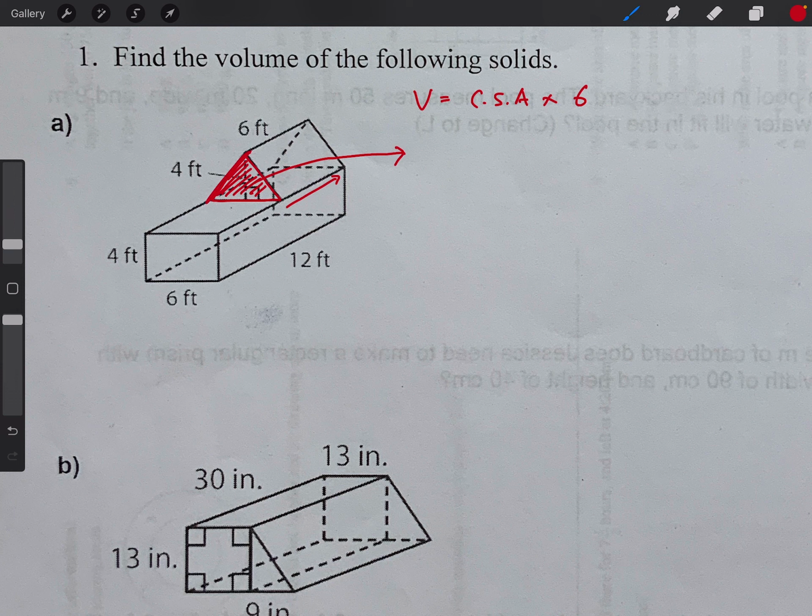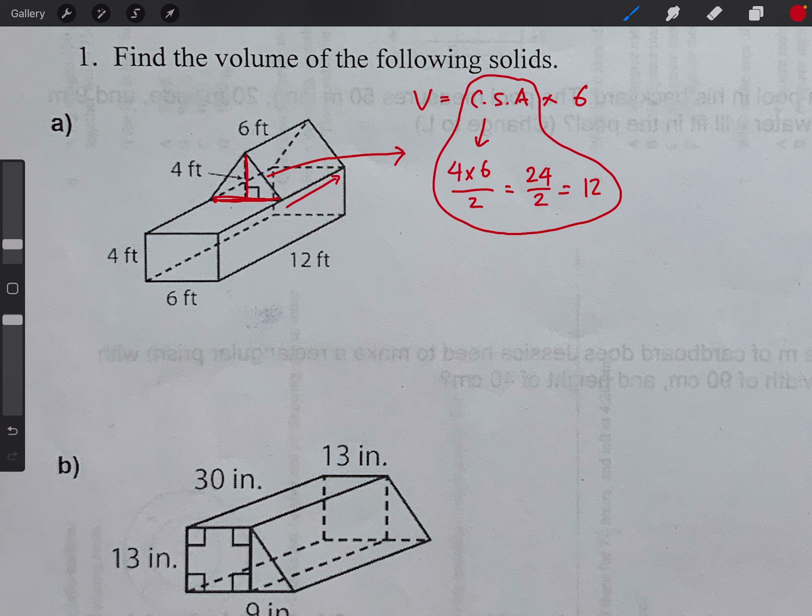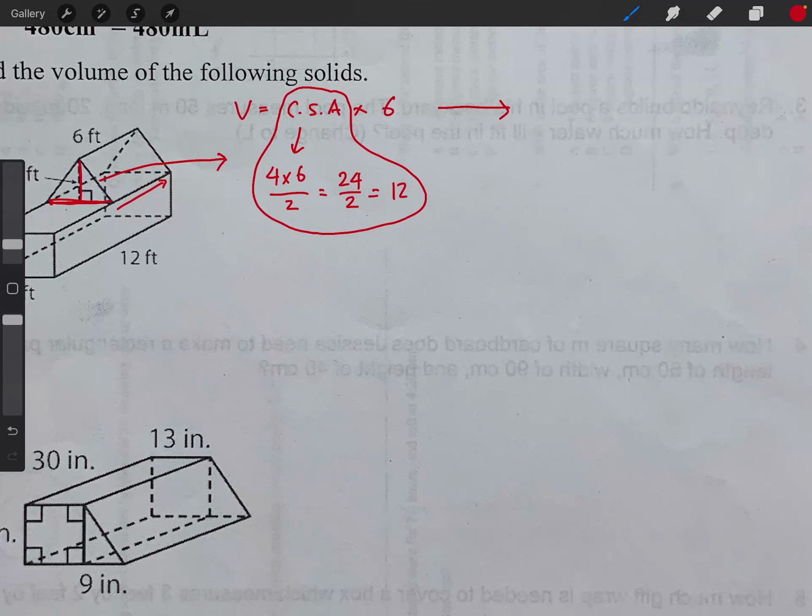Now the area of this triangle is, let's have a look at the numbers. We've got 4 by how long this part is. This is 6. So this one is 4 times 6 divided by 2 because it's a triangle. 4 times 6 is 24. 24 divided by 2 is 12. So this whole thing is 12. So now the volume is equal to 12 times 6. 6 times 12 is 72. In this case it's feet cubed. Okay, that's just the top piece.